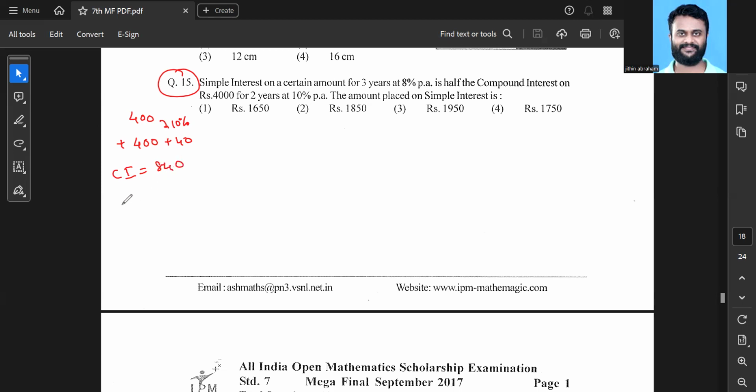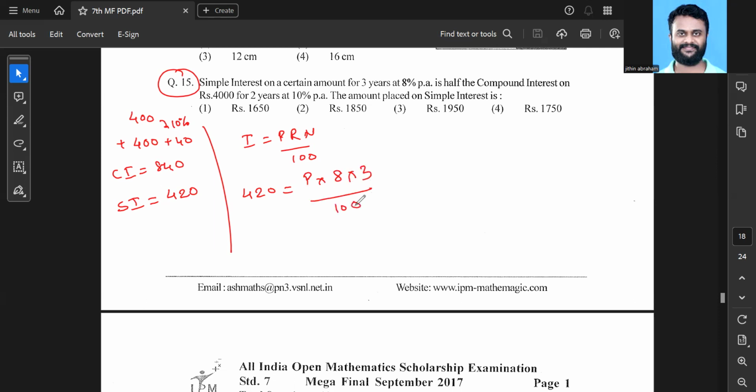You have compound interest as 840, that means simple interest will be half of that, that is 420. Since you have got the simple interest value, you simply substitute in the simple interest formula, PRN upon 100. So 420 is equal to P, which you have to find, times rate of interest 8, times number of years 3, upon 100. So, sir, I got 1750 rupees.